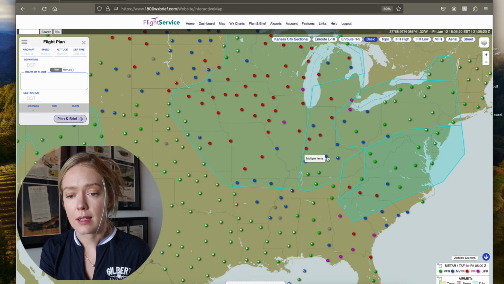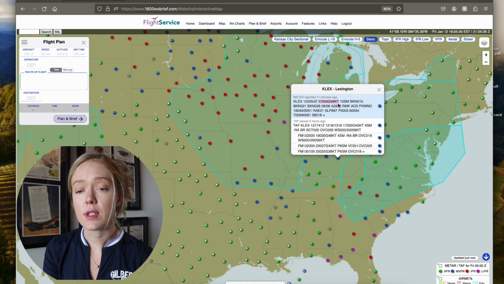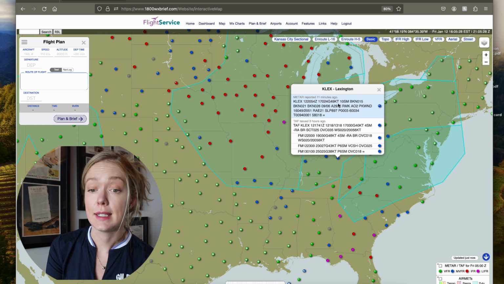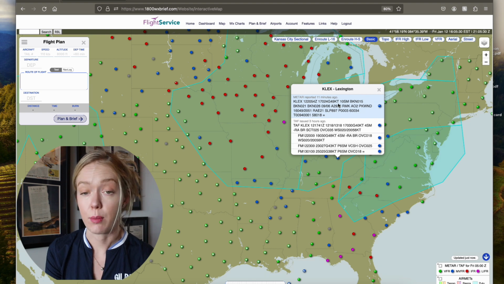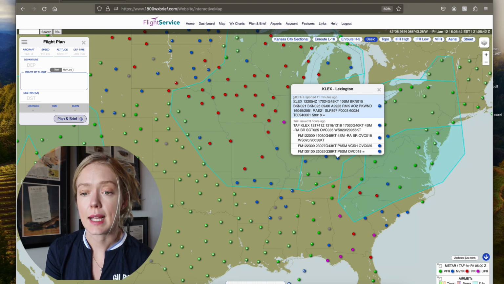Here in Lexington, it is pretty cold on the surface. Holy moly, and really freaking windy. 170 at 24 gusting 49. That is insane. Absolutely well out of my personal minimums in any aircraft. Temperature on the surface is 9 degrees.